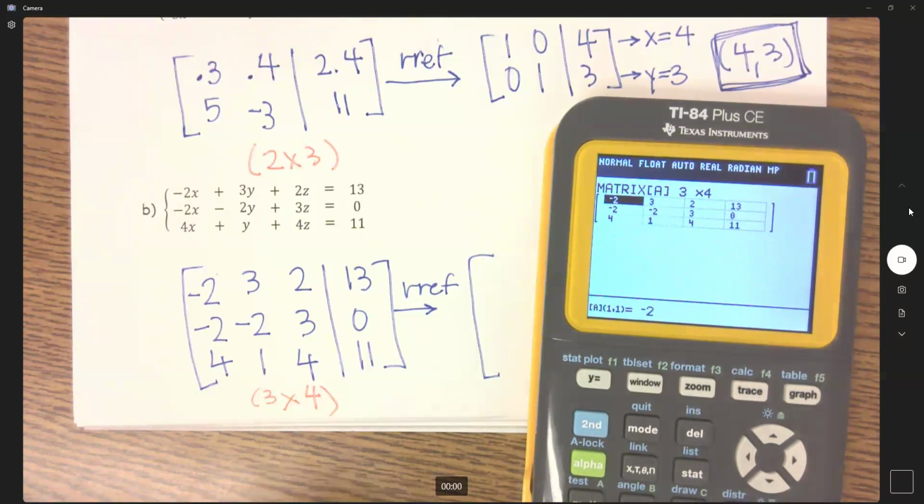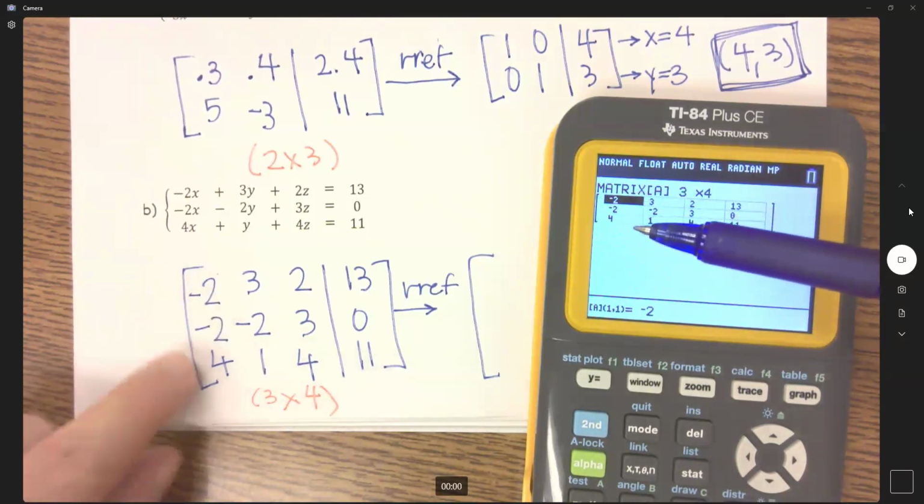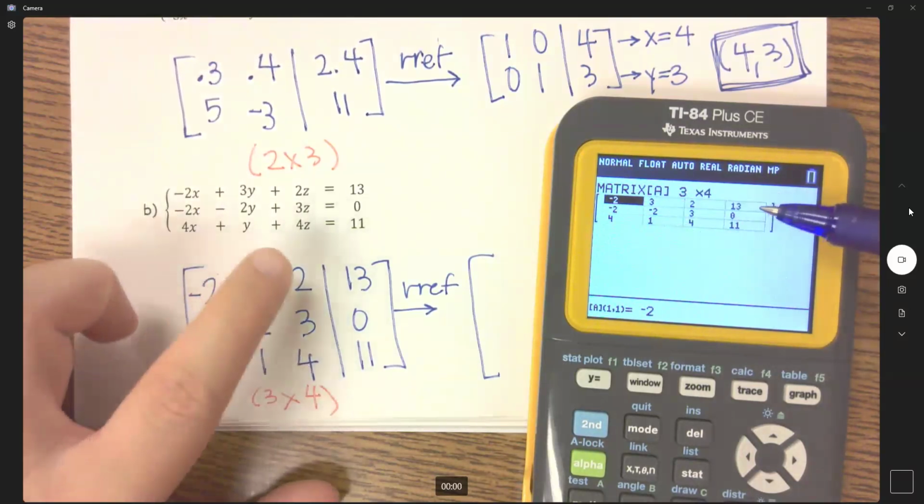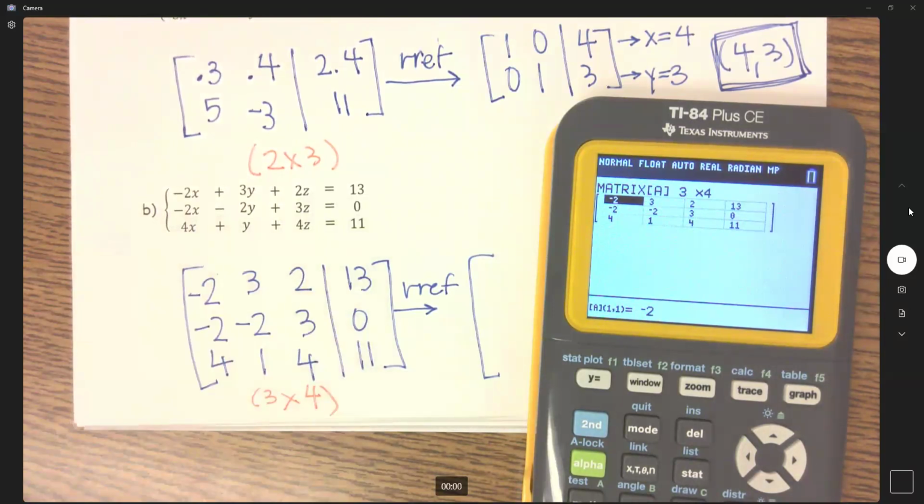Before you get out though, check them. -2, -2, 4, 3, -2, 1, 2, 3, 4, 13, 0, 11. So mine looks good. Always check. Don't get it wrong because you entered in a -2 instead of a +2 or whatever the case is. Okay, after we've entered that in, we've checked it, we like it, we're going to get out of there. So let's go to quit, second mode.